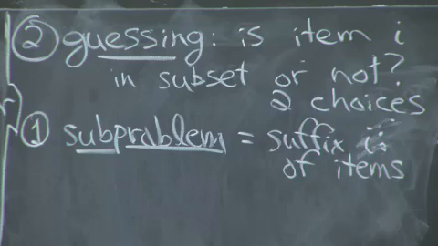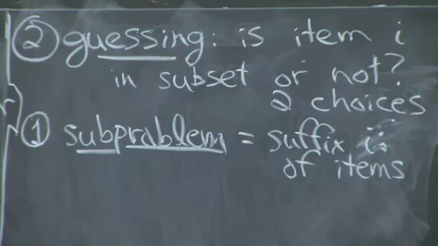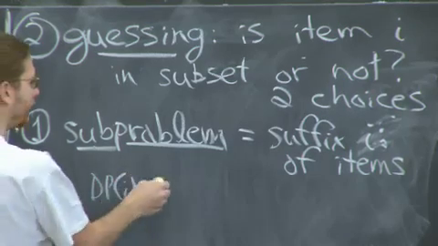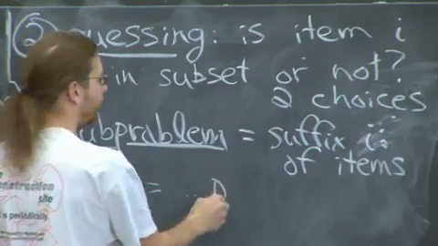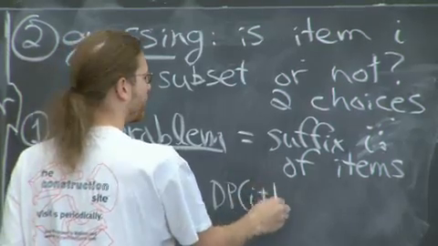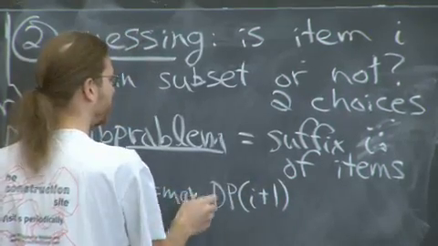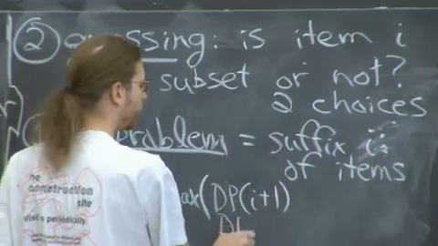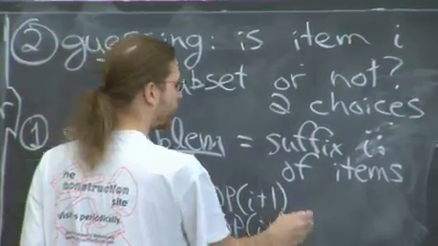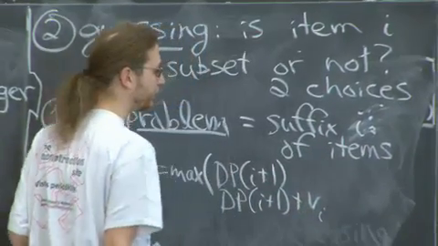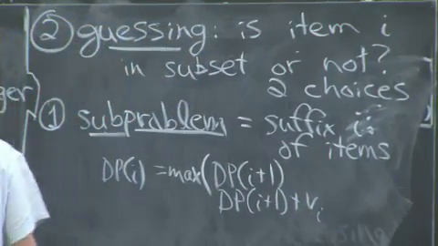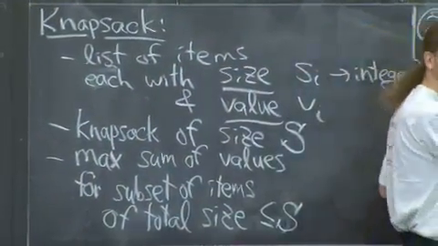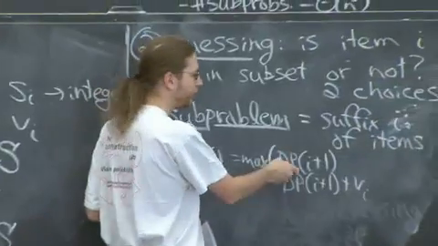Somehow, I need to be able to write, and this is what's actually impossible if I choose this as my subproblem. I want to write dp of I somehow in terms of, I guess, dp of I plus 1. And we'd like to do max. Either we don't put it in, in which case that's our value, or we put it in, in which case we get an additional vi in value. Okay, but we consume in size. And there's no way to remember that we've consumed the size here. We just call dp of I plus 1.